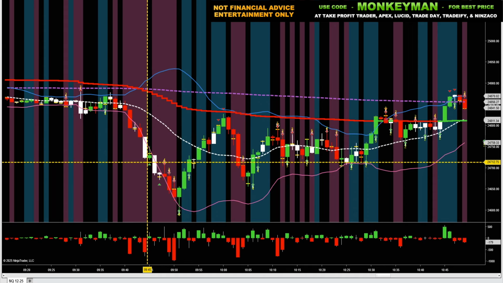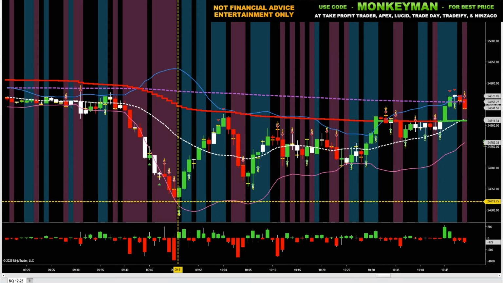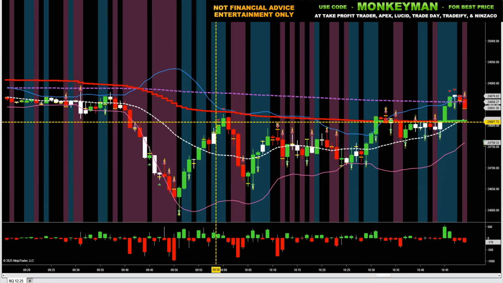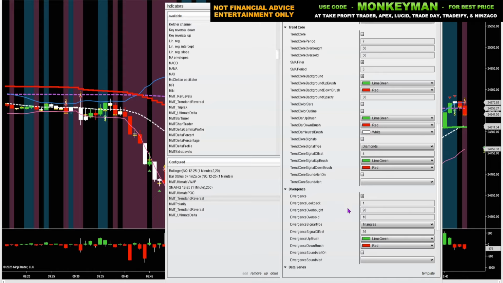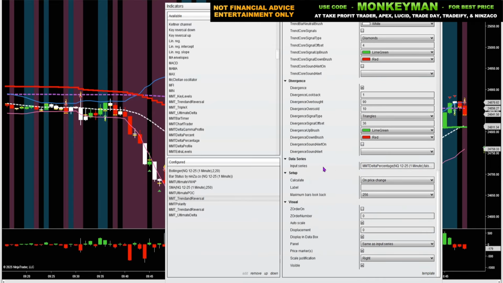The candles are based off of delta percentage, and so are the divergences. I've got the MMT trend and reversal, got the trend flow on, painting the candles, directional filters on, SMA filters on, period of 3. Then I've got the divergence, overbought, oversold 90 and 10. And this is all based off of an input series of the delta percentage. I'm using the MMT delta percentage indicator as my input series.